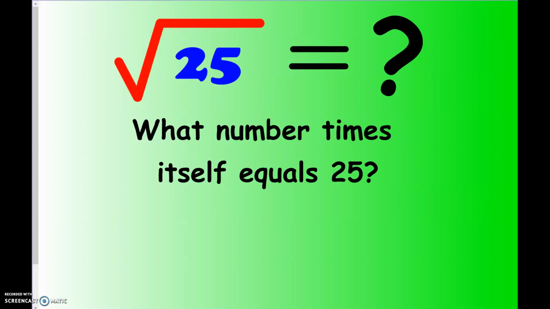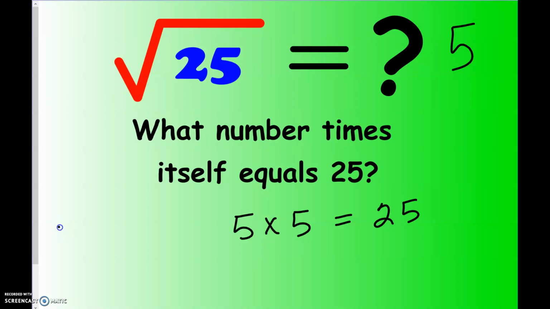And what does that mean? It means what number times itself will give you 25. So 5 times 5 is 25. So the square root of 25 is 5.